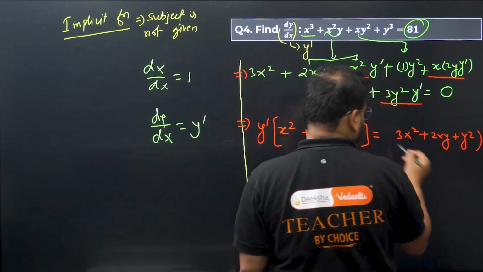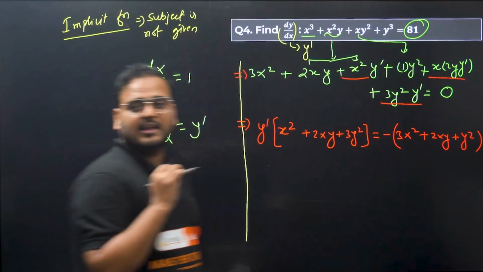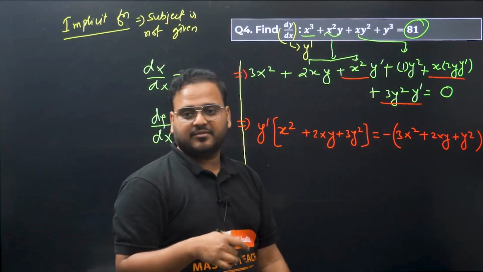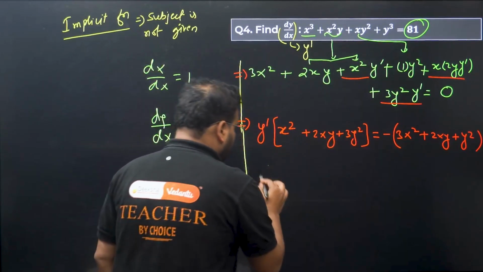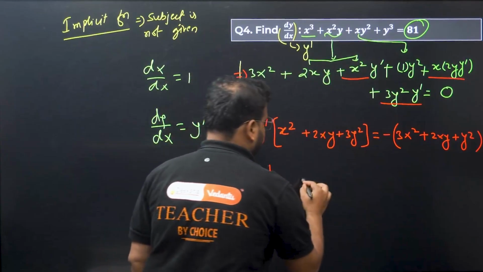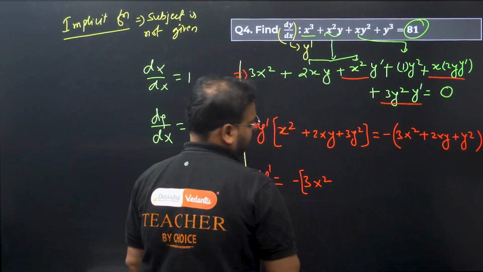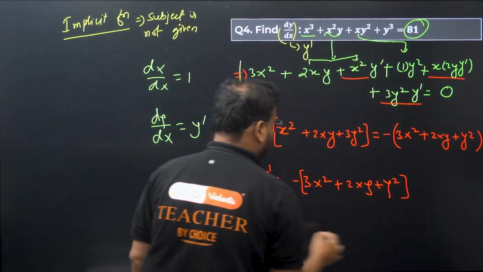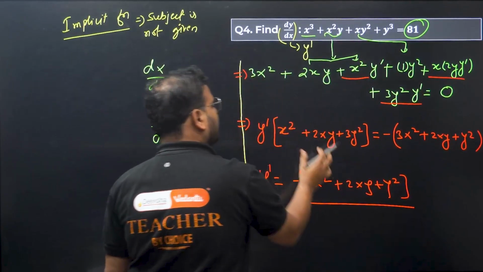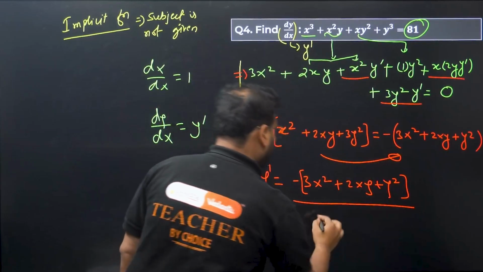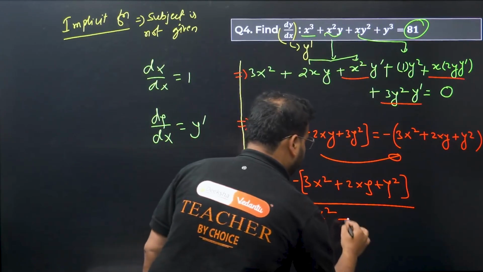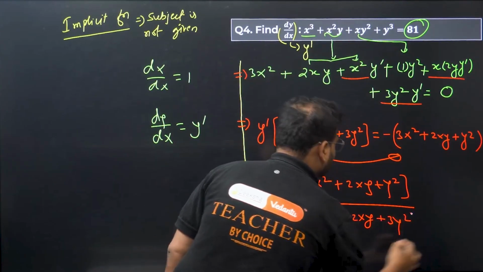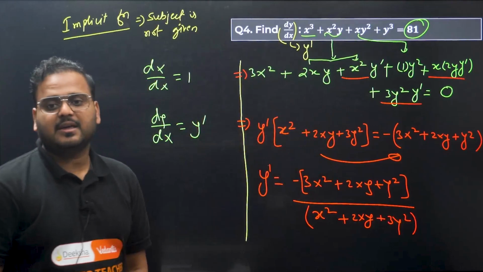Sir, you're not writing minus, you're just saying it. I can keep it outside. That's why I'm not writing it. These terms are all positive, go to that side and become all negative, so I can keep the minus sign outside. So my value of y dash is minus 3x square plus 2xy plus y square, divided by the whole thing in the denominator, x square plus 2xy plus 3y square. That's your final answer.